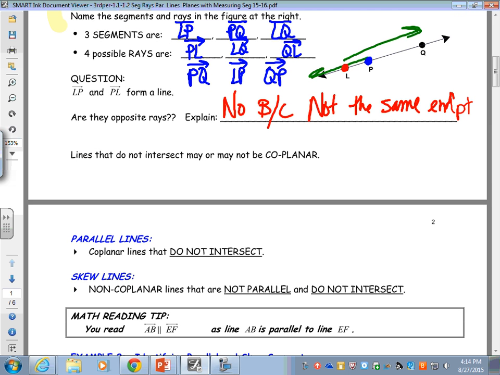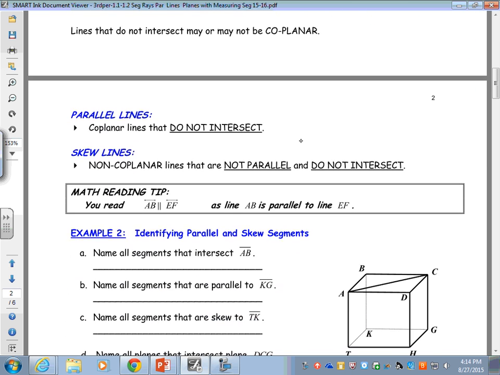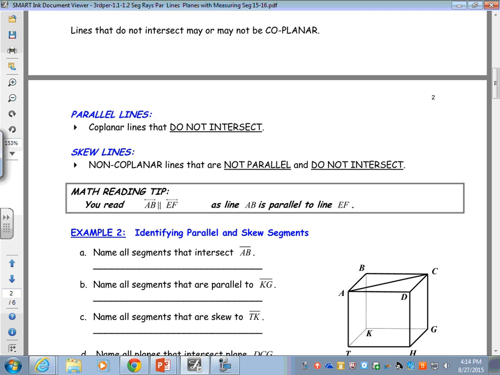Remember, this little side note is just lines that do not intersect may or may not be coplanar. They may or may not be in the same plane. But on the second page, I'm hoping this is a familiar term for you. This is not the simple one. Parallel lines basically are coplanar lines that do not intersect.